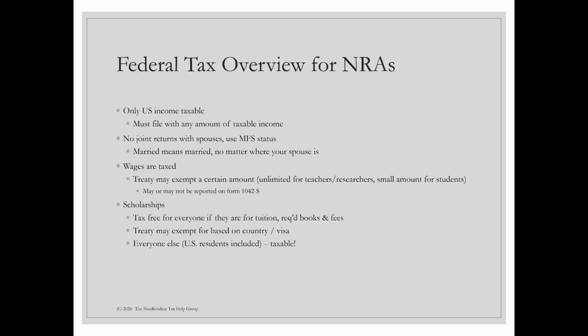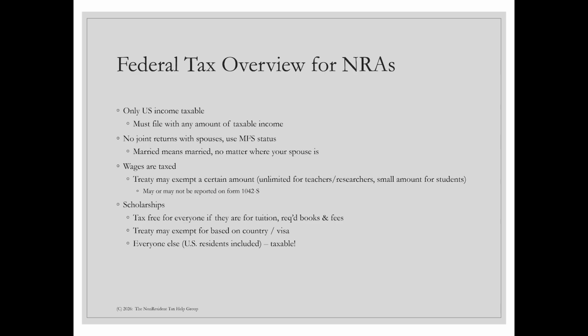Wages that you receive are going to be taxed. Sometimes a treaty may exempt them. Usually it's going to be an unlimited amount for teachers or researchers. It can be a small set amount for students. The forms that the wages are reported on are typically the W-2 and/or the 1042-S form. But the form that you receive is not as important as the fact that it's wage income and you have a treaty. You can still claim that treaty no matter which form your income is reported on.